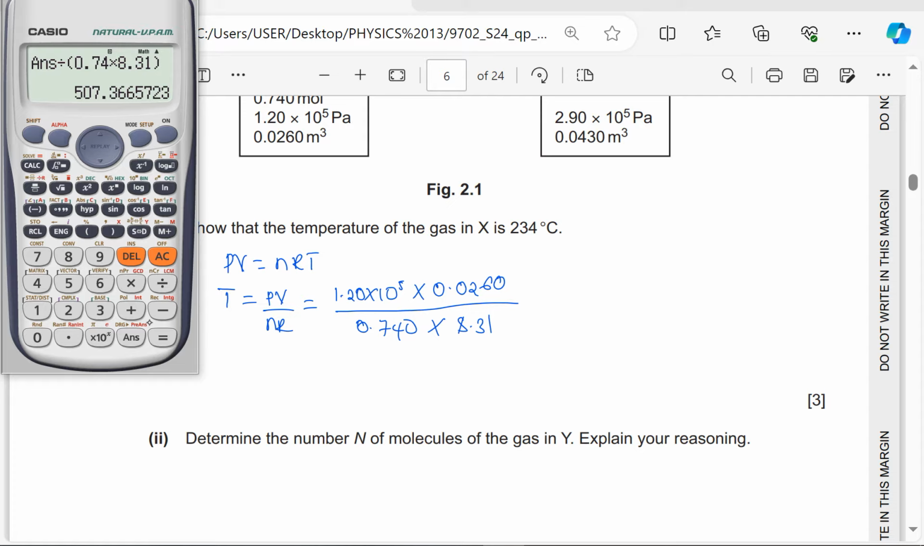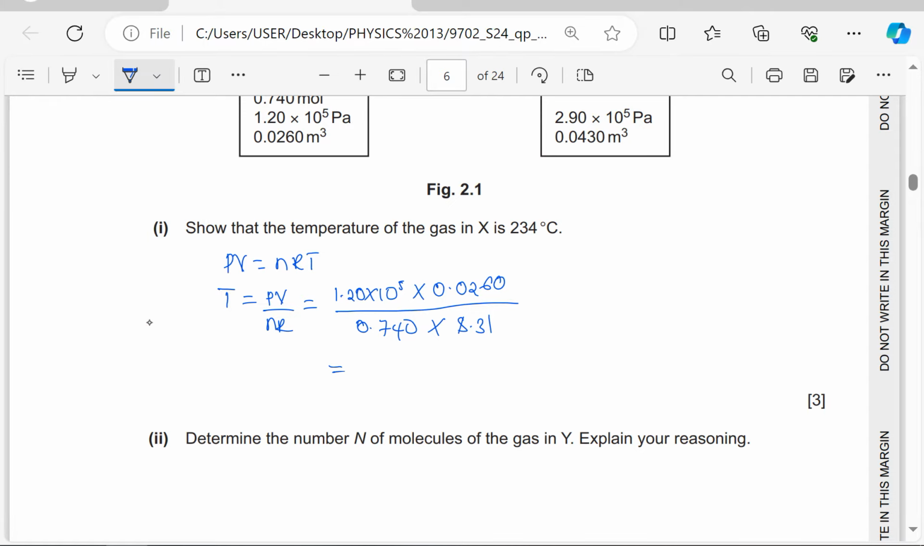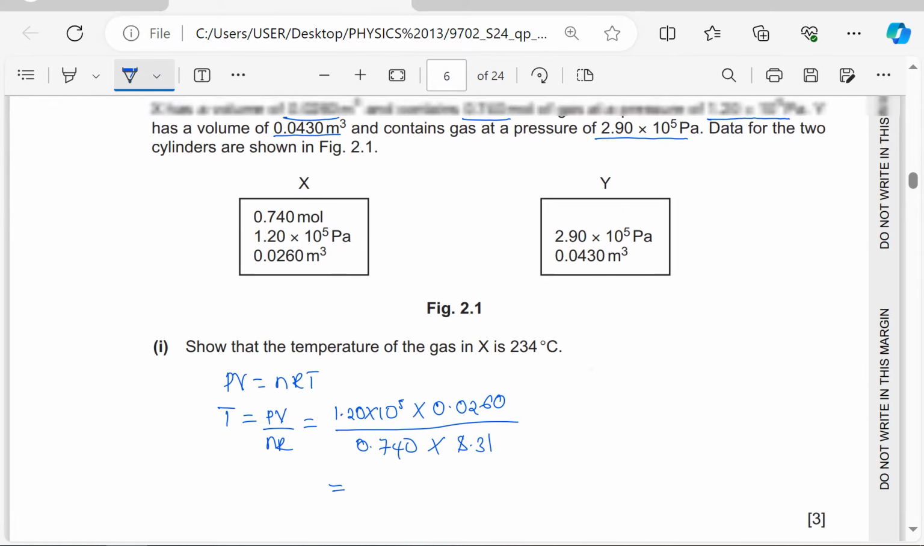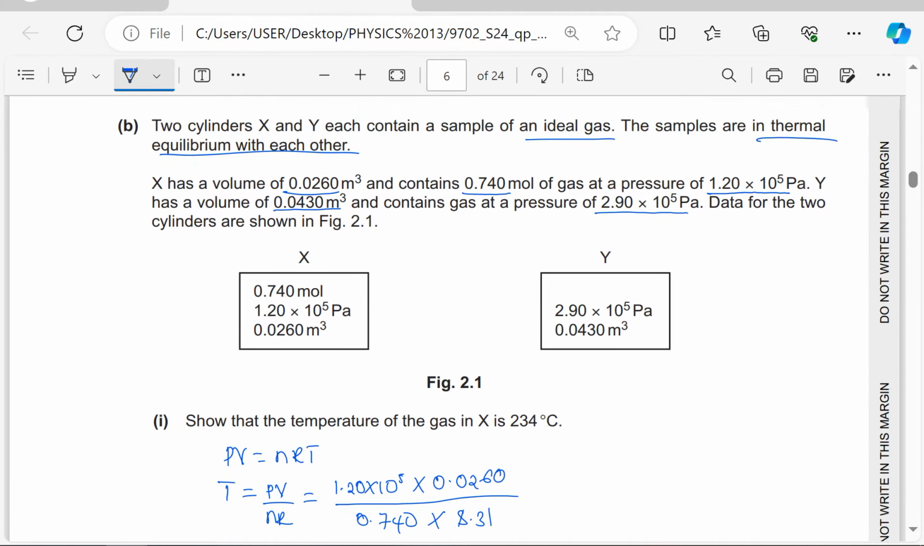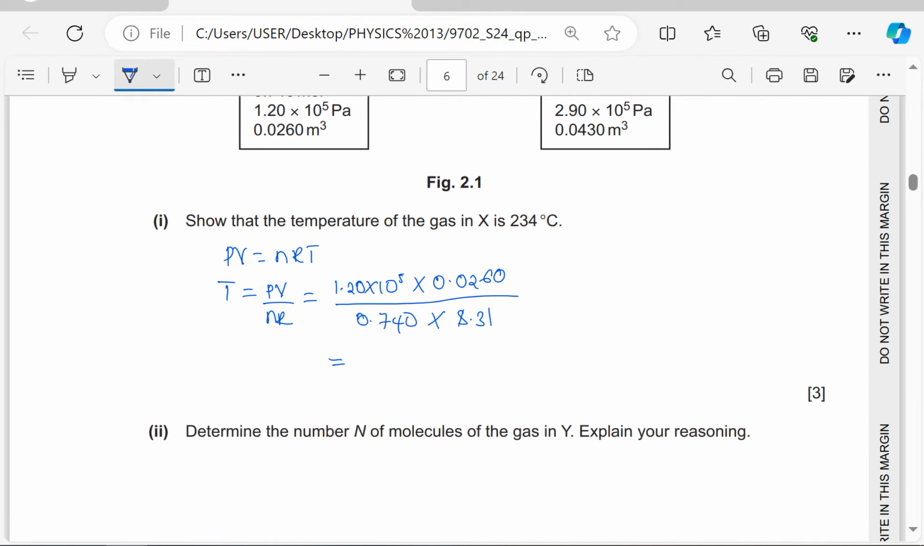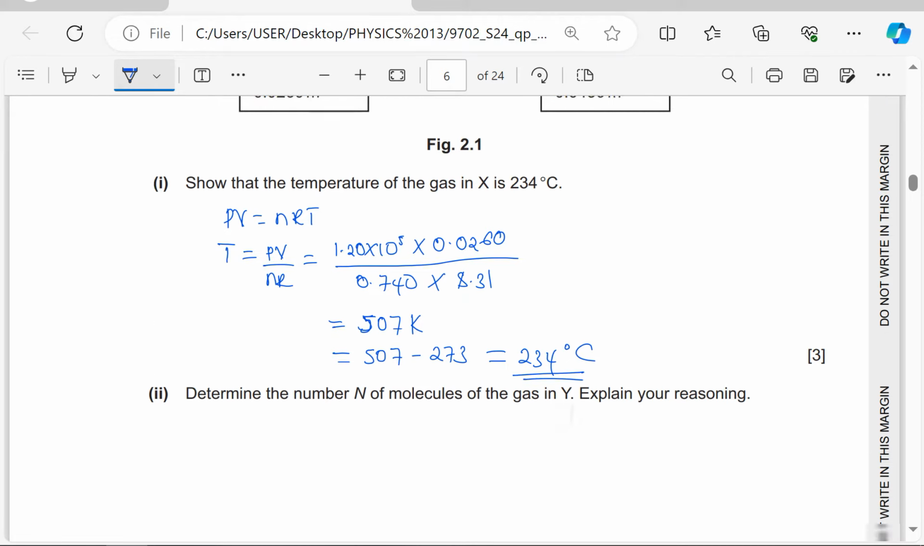So this is giving me 507. I'll write three significant figures because they try to give us not less than, everywhere it is three significant figures. So I'll write three significant figures here to maintain the same degree of accuracy. So 507 Kelvin. But to change the temperature to degrees Celsius, this is going to be 507 minus 273. And when you subtract, I think this gives you 234 degrees Celsius as required.